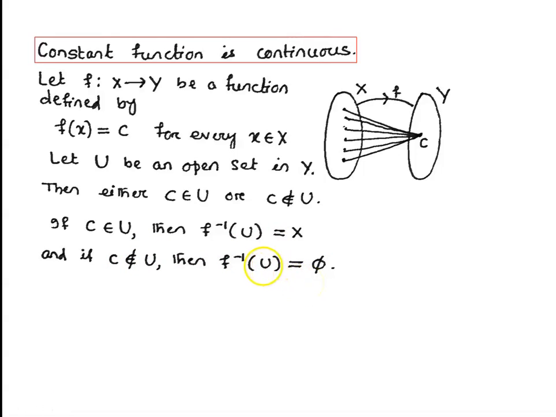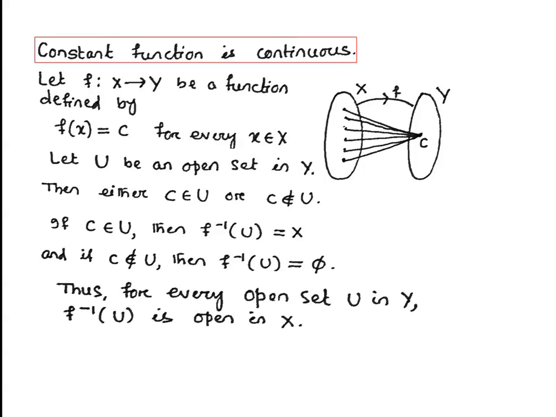So in both the cases we have seen that f inverse U is either X or it is empty. And this whole space X and the empty set are open in X because X is a topological space. So here we have seen for every open set U of Y, f inverse U is always open in X. Therefore, the function f is continuous. So we can say that constant function is always continuous.